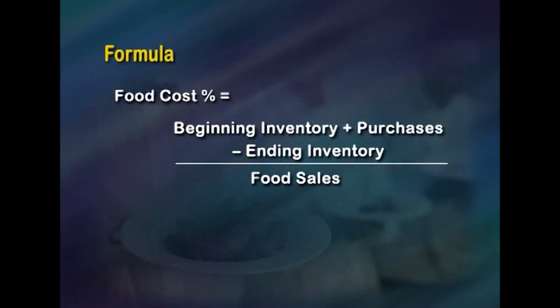The formula for this food cost is beginning inventory plus purchases minus ending inventory. The whole thing has to be divided by food sales. So, to memorize this formula, FC = (BI + P - EI) / S.